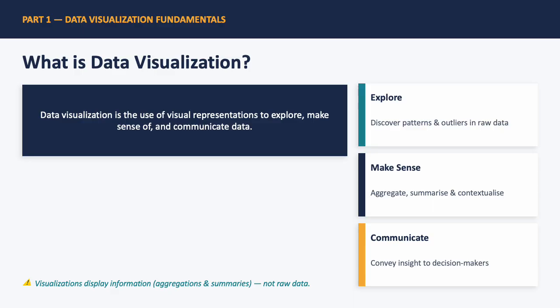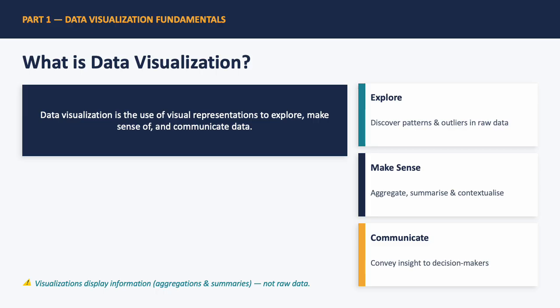So what exactly is data visualization? Now let's consider the most fundamental level. Data or information visualization is the use of visual representations to explore, make sense of, and communicate data. Now you can notice that the definition contains three distinct purposes. The first is to explore.